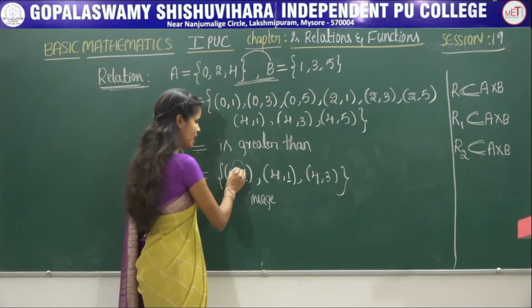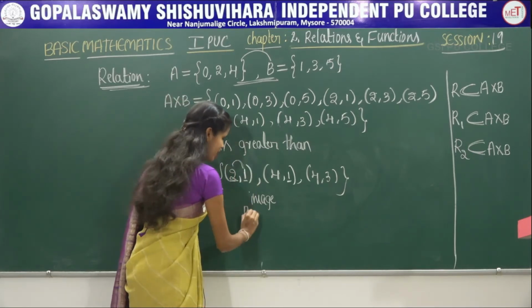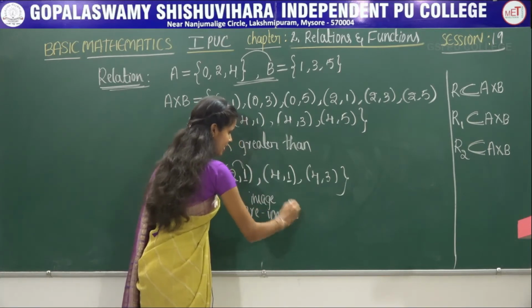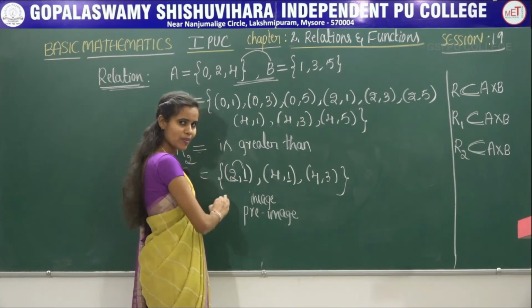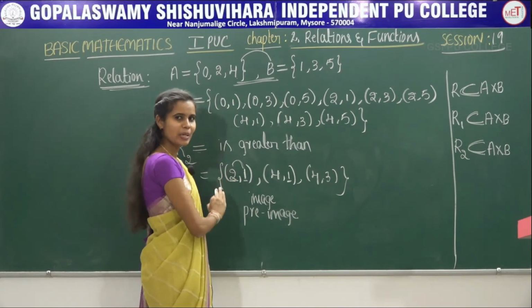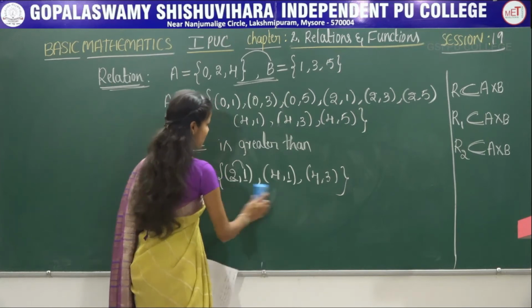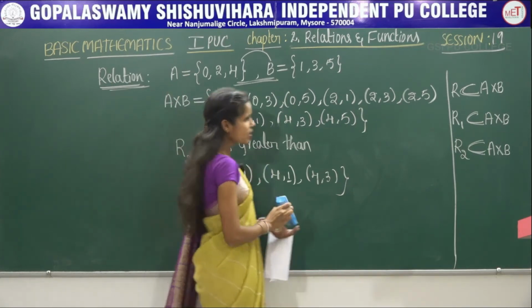The first element is called the pre-image of the second element. The second element is called the image of the first element. Okay. Here we conclude that.